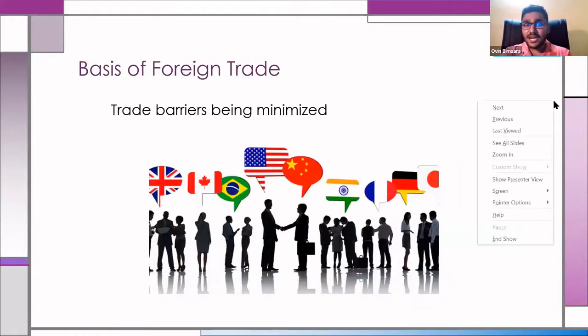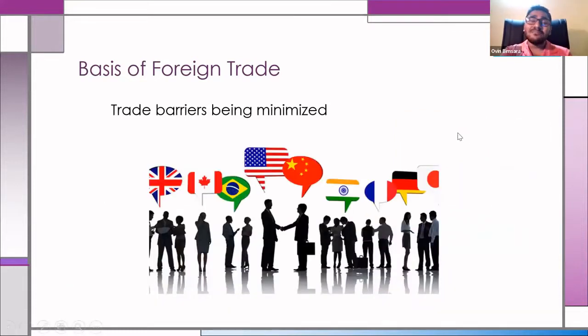And finally, we discuss trade barriers being minimized. There can be different kinds of trade barriers that prevent free trade between different countries. In terms of trade barriers, there are different types, which we are going to discuss in the upcoming slide. So this is another way that foreign trade occurs across the globe, due to having fewer trade barriers.